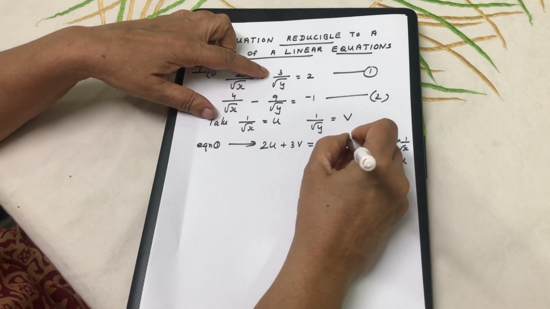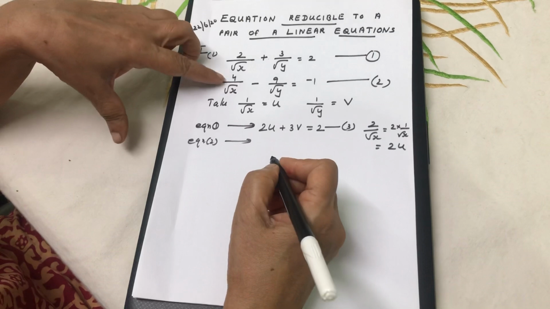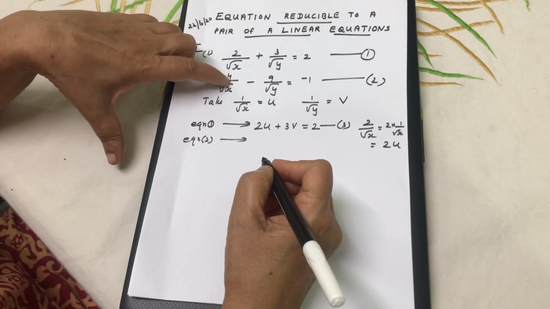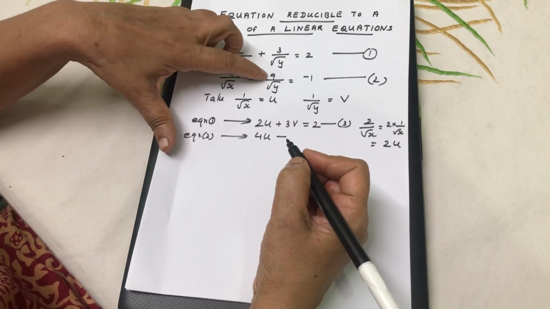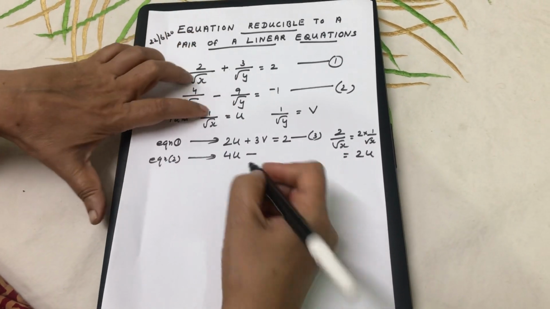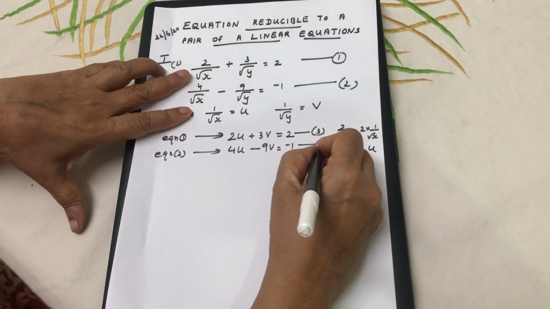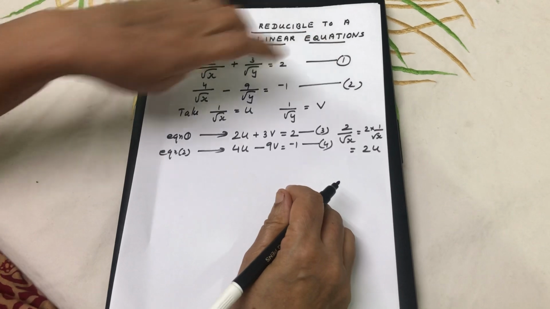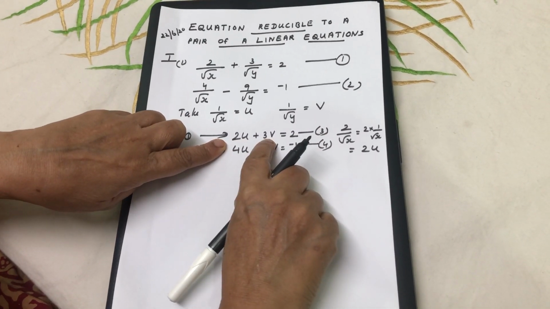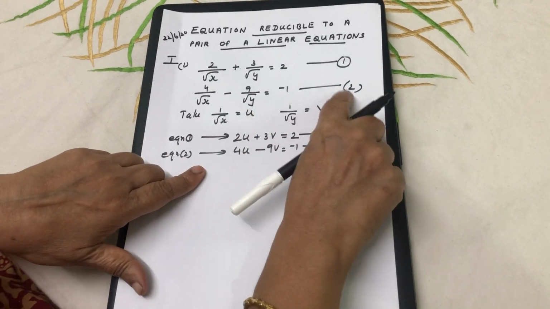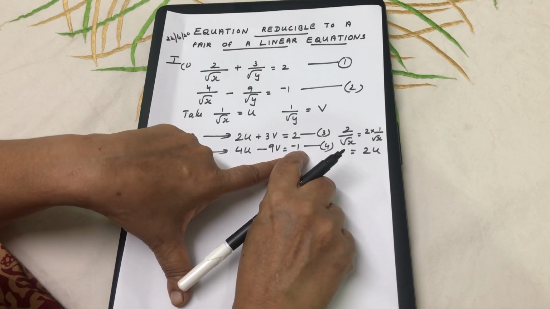This is equation 3. Now this equation 2, it becomes 4 by root x, 4 into 1 by root x, that is 4u, minus 9 into 1 by root y, that is 9v, equal to minus 1. So this is equation 4. So equation 1 has become this equation 3, that is 2u plus 3v is equal to 2. Then equation 2 becomes 4u minus 9v is equal to minus 1.